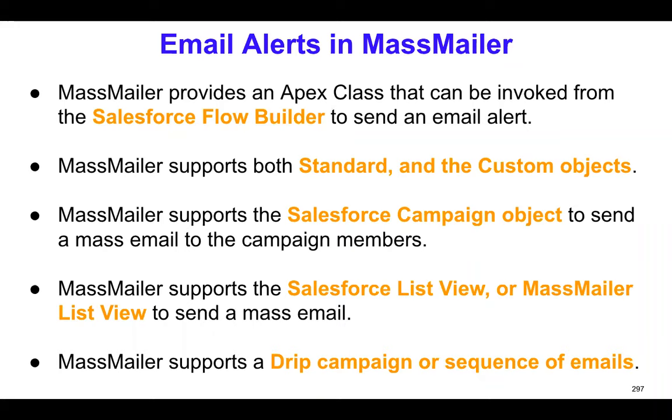And what do we support? We support any object that you have enabled in Salesforce, whether it's a standard object or a custom object. As long as it's been enabled in MassMailer, you can send emails to that and to the parent object and the related child object as well. We also support the campaign object. It works a little differently because you're sending emails to the campaign members from the campaign. We also support the Salesforce list view and MassMailer list view. You can pass the list view ID and send an email to that specific list view.